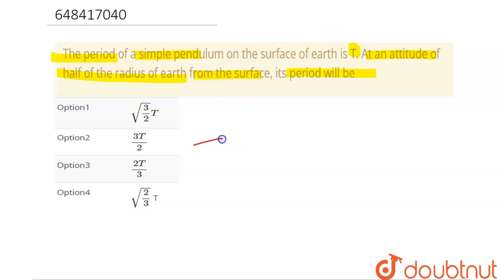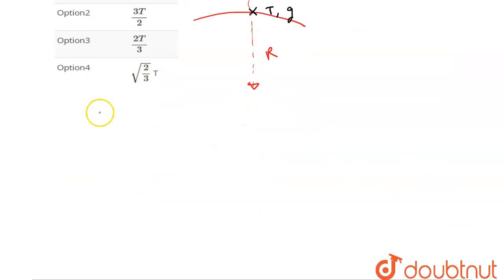Let's assume this is the surface of the Earth. It has a radius, capital R. Now at a certain height that is equal to R by 2, we have to get the time period. Let's assume the time period at the surface of the Earth is T, and we have to get the time period T dash. At the surface of the Earth, we have the acceleration due to gravity as small g, and at this height of R by 2, we have acceleration due to gravity, let's suppose g dash. Okay, so now let's begin solving the question.